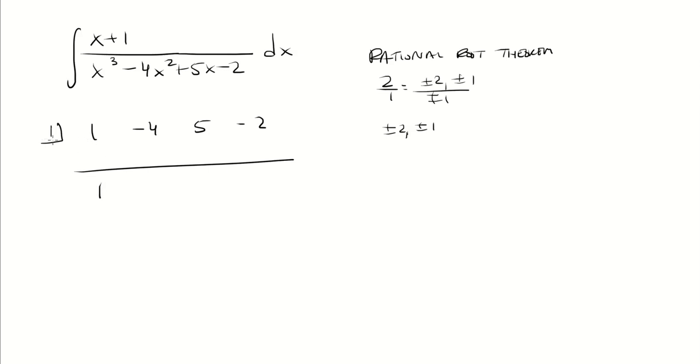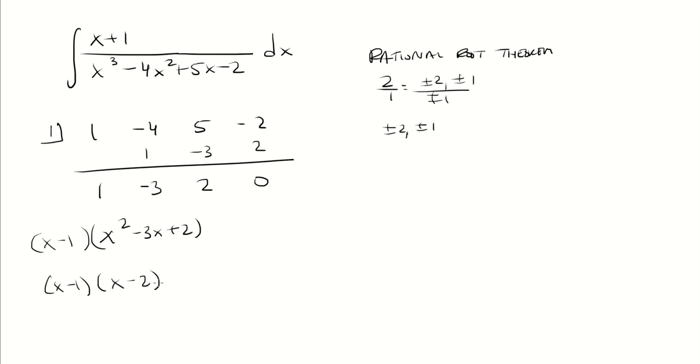So this drops down. We do 1 times this 1 up here. Is 1, and then when we add it is negative 3. So we do negative 3 times 1 is negative 3. Add, multiply by 1, and get 0. Because the remainder is 0, that means it's a factor. So this gives us x squared minus 3x plus 2 on the bottom. And then remember, we still have x minus 1. And we can factor out x squared minus 3x plus 2 as x minus 2, x minus 1.